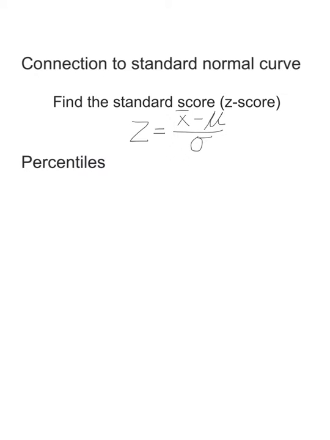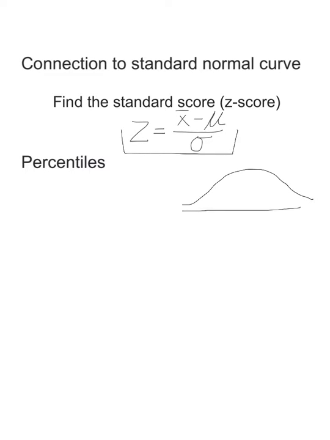Once we find this, now we'll be able to use our curve and use our Inspire calculator, because now we're at one curve. We're back to that standard curve because everything is now based on a standard score. So instead of looking at a score of, let's say, an 86 on a test, we're looking at being 1.31 deviations above the mean.